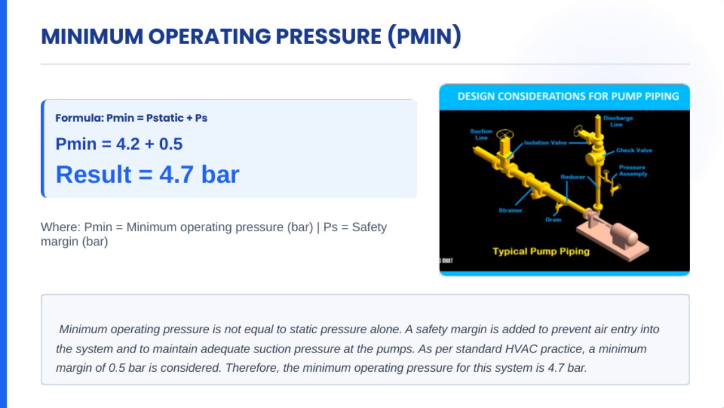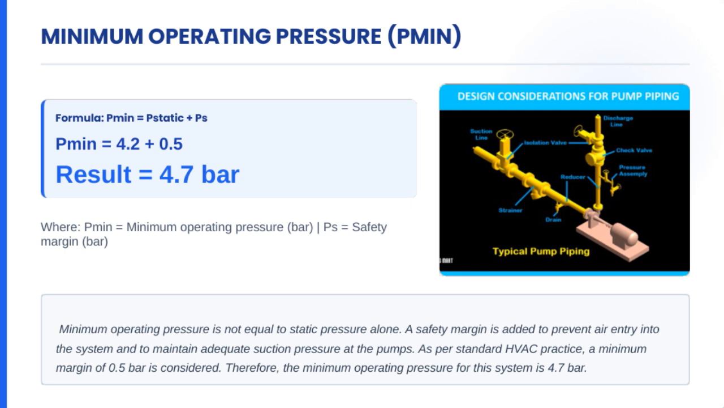It's important to note that the minimum operating pressure isn't just the static pressure alone. We add a safety margin, usually about 0.5 bar, to prevent air from entering the system and to ensure the pumps have enough suction pressure to operate effectively. This safety margin is a standard practice in HVAC systems, so it's quite reliable. So, by adding that 0.5 bar to our static pressure, we determine that the minimum operating pressure should be around 4.7 bar. This ensures system stability, efficiency, and safety, connecting directly to our overall goal of designing a reliable and effective HVAC system.